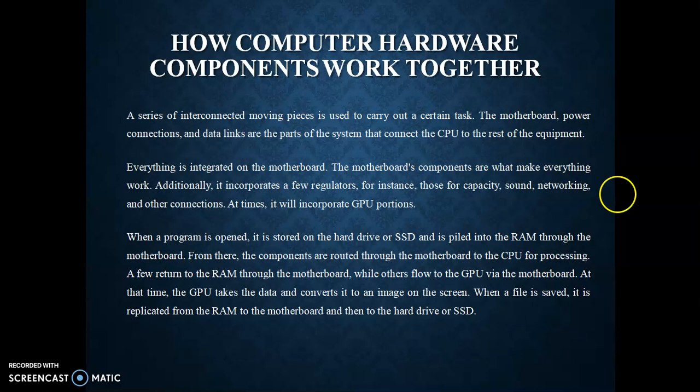How computer hardware components work together. A series of interconnected moving pieces is used to carry out a certain task. The motherboard, power, connections, and data links are the parts of the system that connect the CPU to the rest of the equipment. Everything is integrated on the motherboard. The motherboard's components are what make everything work.